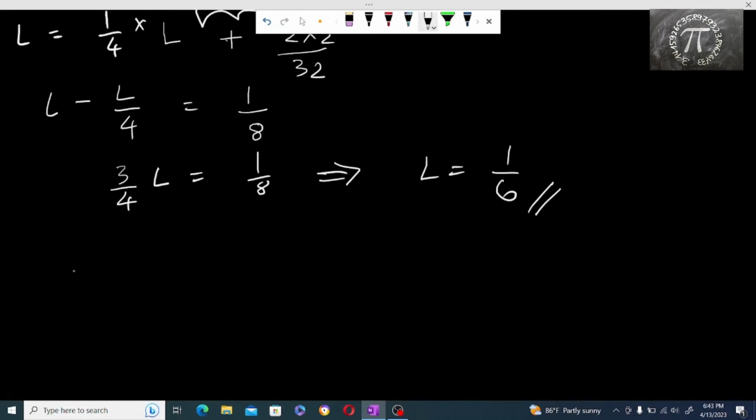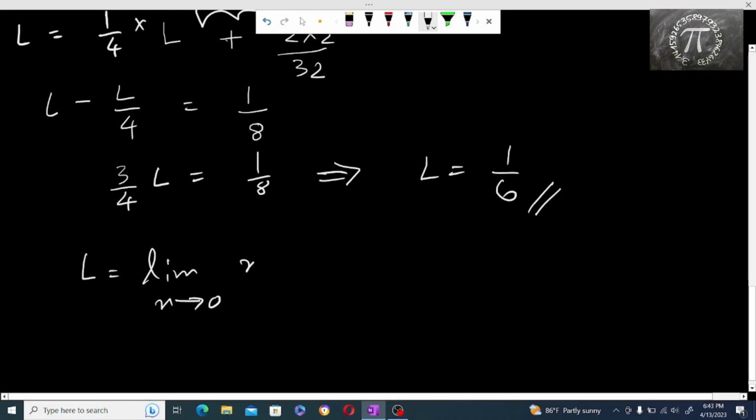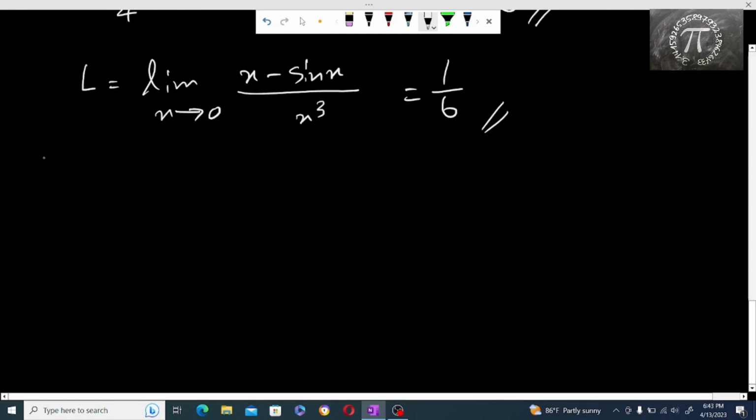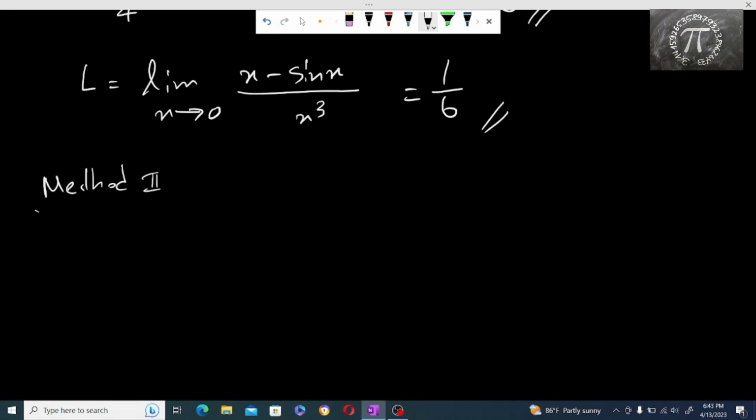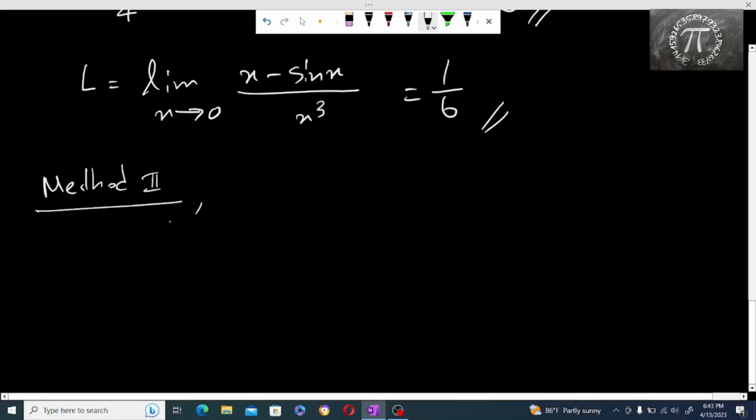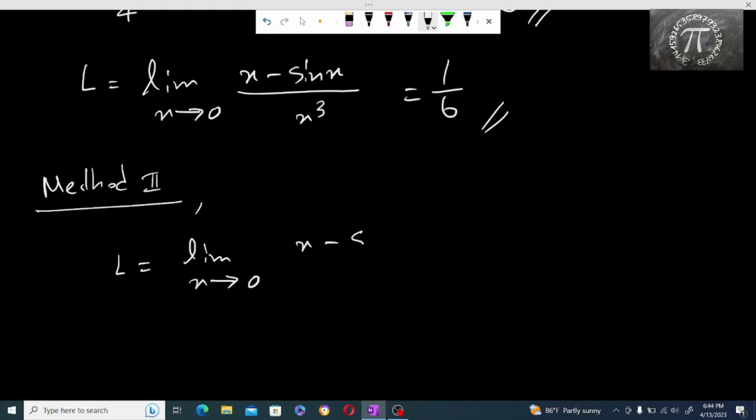So our problem, L equals the limit as x goes to 0 of (x minus sin x) divided by x to the power 3, is equal to 1 over 6. That's correct. That's method 1. So method 2 is actually easier than method 1. Let's take L equals the limit as x goes to 0 of (x minus sin x) divided by x to the power 3.